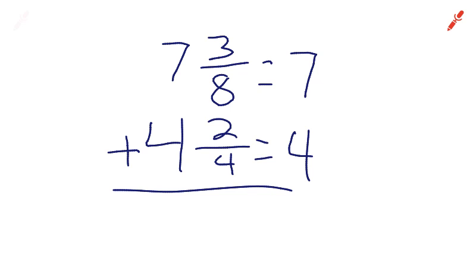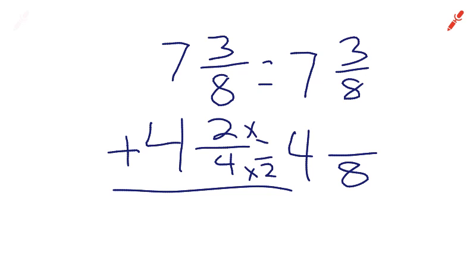See, our multiples of 8 are 8, 16, 24, 32. And our multiples of 4 are 4, 8, 12, 16, 20, 24. What's the lowest number that they both go into? Let's see. 8. 8, yeah. 8 is the lowest number they both go into. 8 times 1 is 8, so 3 times 1 is 3. 4 times 2 is 8, so we got to do a times 2 here. 2 times 2 is 4.